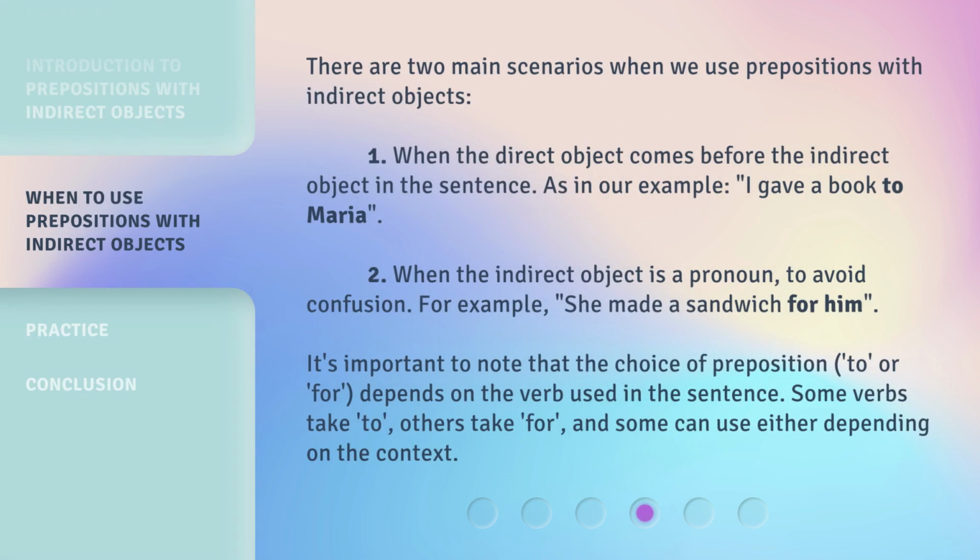There are two main scenarios when we use prepositions with indirect objects. 1. When the direct object comes before the indirect object in the sentence, as in our example, "I gave a book to Maria." 2. When the indirect object is a pronoun, to avoid confusion. For example, "She made a sandwich for him." It's important to note that the choice of preposition, "to" or "for," depends on the verb used in the sentence. Some verbs take "to," others take "for," and some can use either depending on the context.